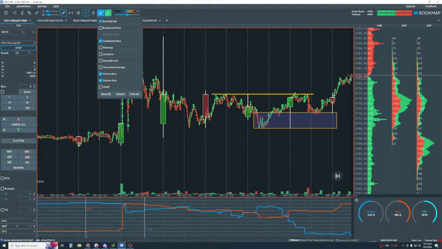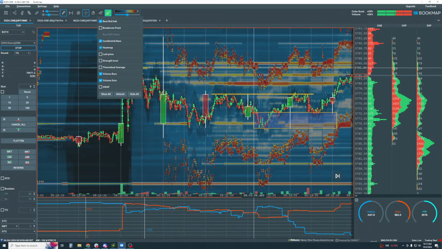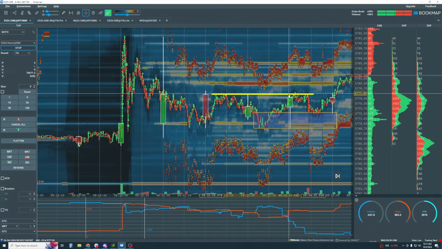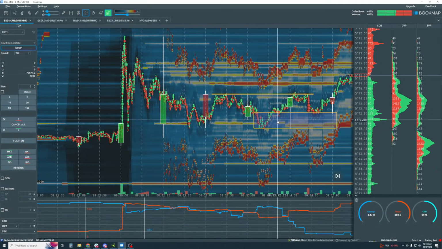The next one is adding the heat map. The heat map is a very, very simple thing. It looks complex. It's just showing you the liquidity, and that's it. It is showing you high liquidity here on the offer in the heat map form.